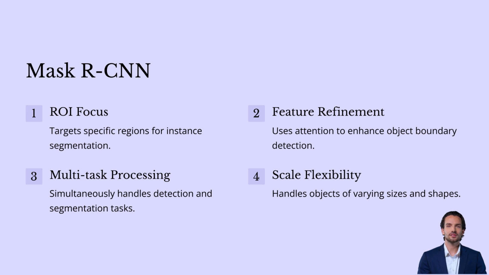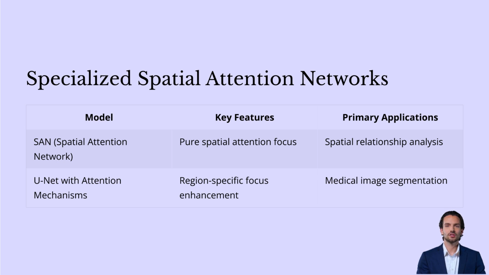Mask R-CNN uses spatial attention to focus on regions of interest, ROIs, for instance segmentation. Combines spatial attention with feature maps to refine predictions. And yes, it's also open source, Mask R-CNN GitHub. SAN, Spatial Attention Network, fully focuses on spatial attention without channel attention. Tailored for tasks where spatial relationships are critical. Open source: partially, implementations exist, but are not official.